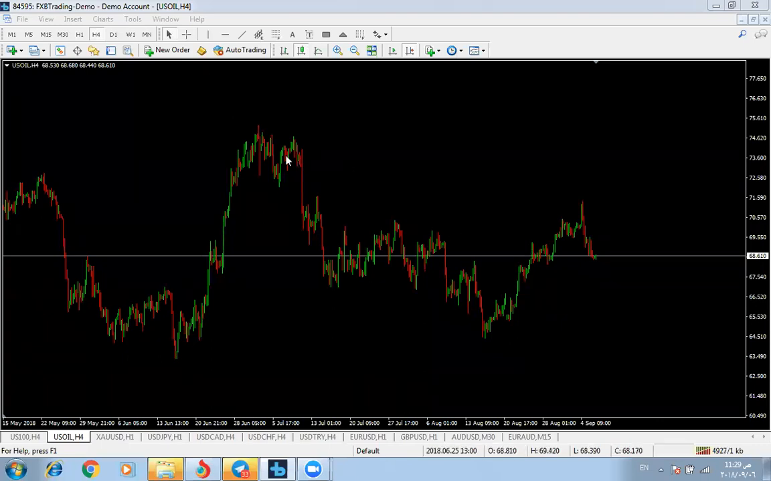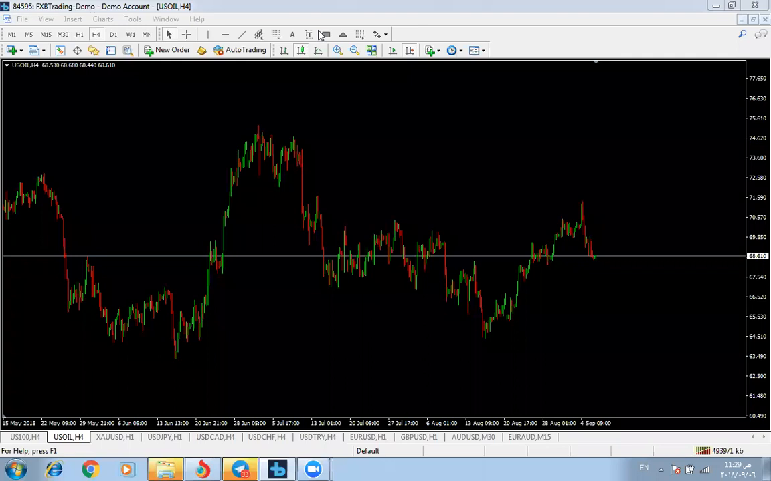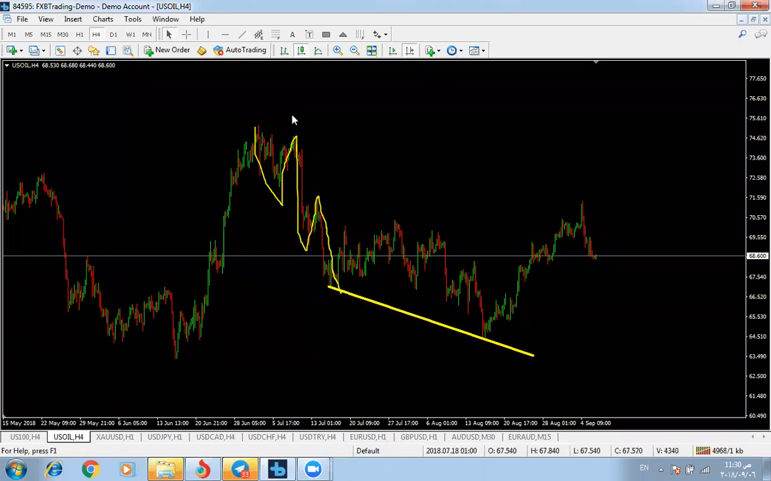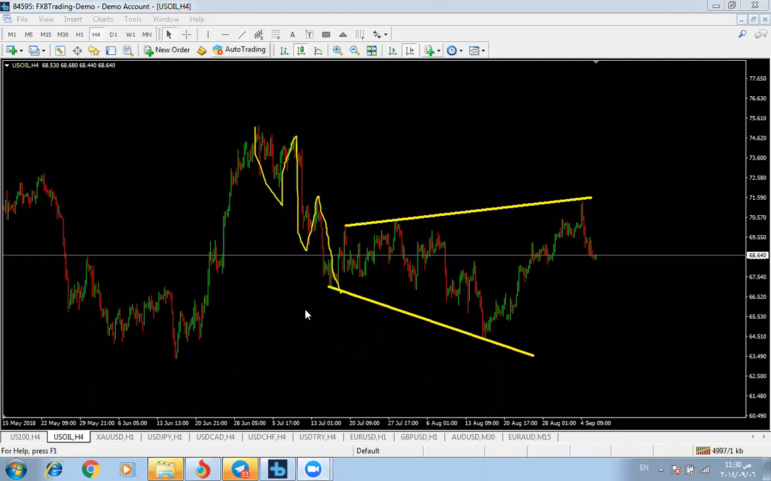As we see from this 4-hour chart, crude oil has moved the first impulse to the downside as 5 waves from this area, 1, 2, 3, 4, 5. Then it makes a corrective structure named as an expanded flat. So this 5 corrective wave might be as wave 1 or wave A or wave 1.